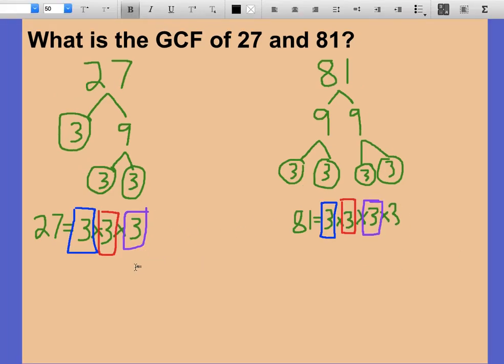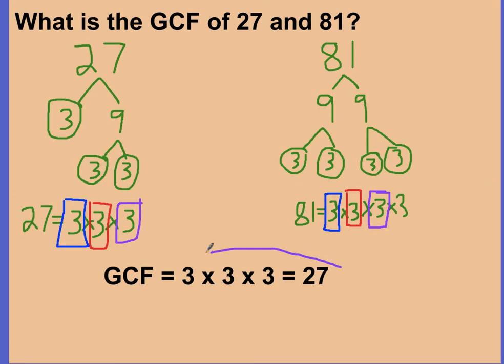So I'm going to go ahead and write my greatest common factor, or GCF, equals, and we had the blues pair up with 3, the red ones were a 3, and then the purple was another 3. Okay, so then I'll go ahead and multiply 3 times 3 is 9, times 3 is 27. So the GCF for this one is 27. It can happen that your GCF is one of the original numbers. So sometimes that happens, not always though.